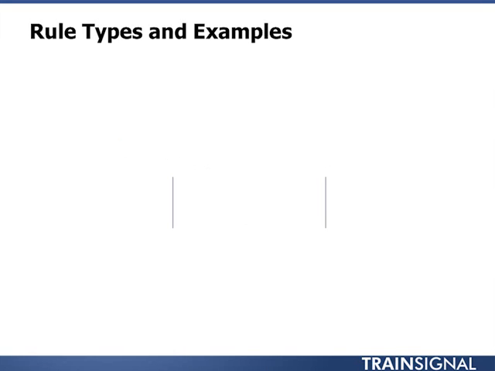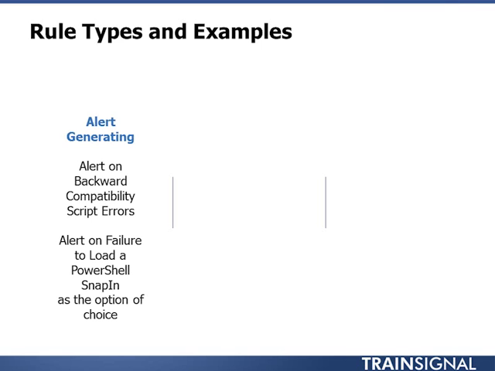There are different kinds of rules that you can use with Operations Manager. One is an alert generating rule. For example, you could alert on backward compatibility script errors or alert on failure to load a PowerShell snap-in as the option of choice. So, with a rule, you could test to make sure that that process worked. For example, load in a PowerShell snap-in, and if it doesn't, raise an alert in the console.